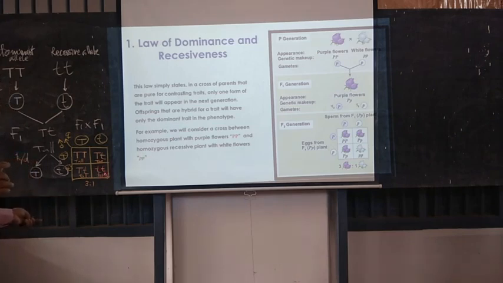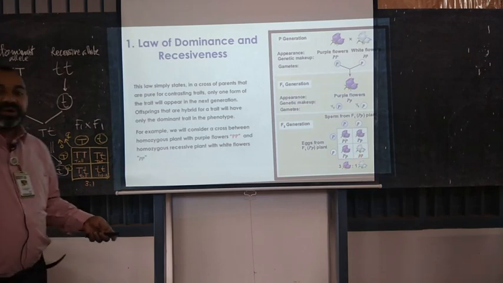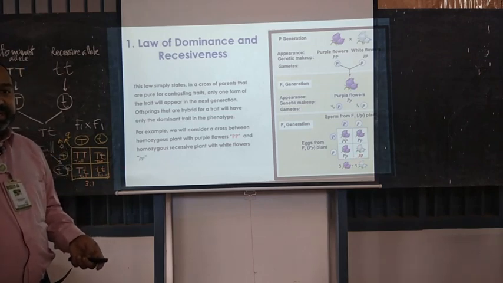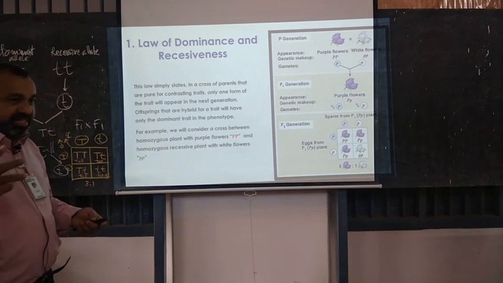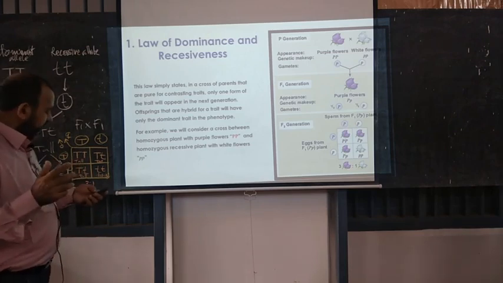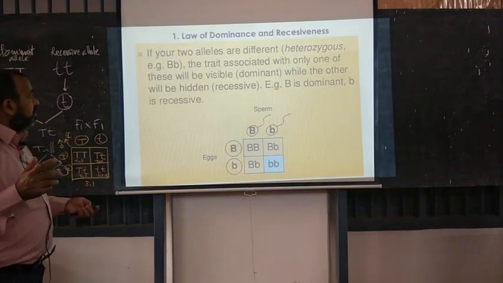See, capital T, small t, small t. This is again the heterozygous condition. It is expressed as tall phenotypically, and only the homozygous recessive condition will produce a recessive trait expressed. So this is the law of dominance and recessiveness.